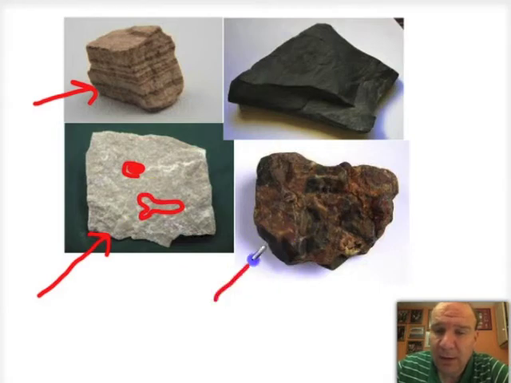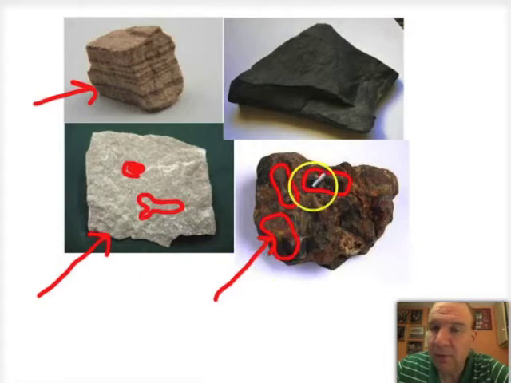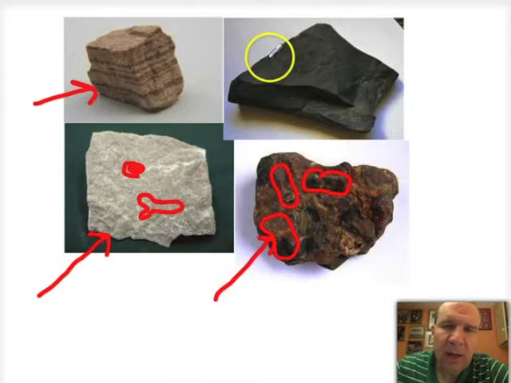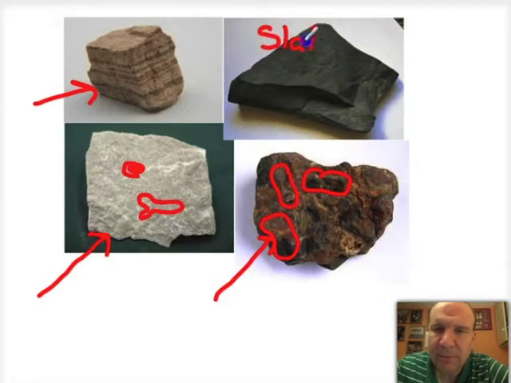This one right here, I think you guys can figure out pretty quickly. It's hard to see sometimes in these videos, but here's a little pebble. Here's a little pebble. So there's these smaller rocks within the big rock. So if you said conglomerate, you're exactly right. Now this one a lot of times gets confused with slate, but it's not slate.